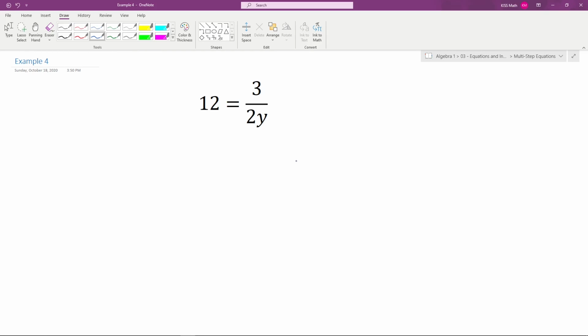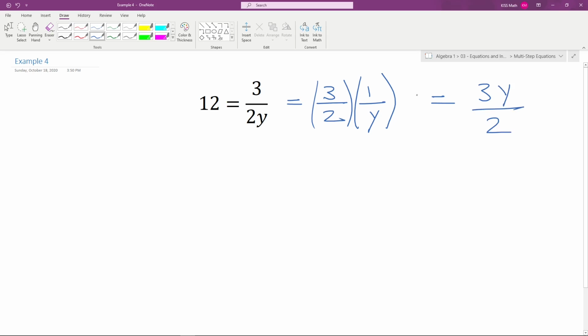Example 4, 12 equals 3 over 2y. Now don't get confused with the different ways that people can write fractions. You can write this as 3 over 2 multiplied by 1 over y. But this is not the same thing as 3y over 2. This is wrong. The y has to stay in the bottom because that's where it is in the original form. So let's stick with this format here.